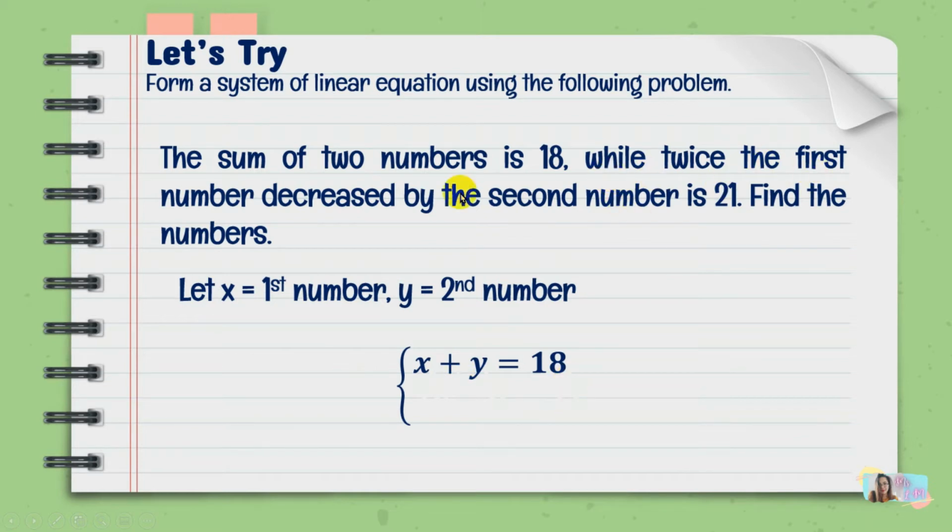Then, from the second statement, twice the first number. So, twice ng ating first number. When we say twice, it is multiplied by 2. Decreased means subtraction by the second number. So, twice the first number decreased by the second number. So, meron tayong 2x minus y is equal to 21. And this will be our system of linear equations from this problem.